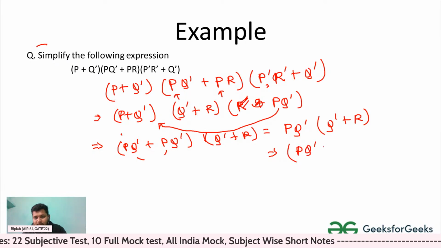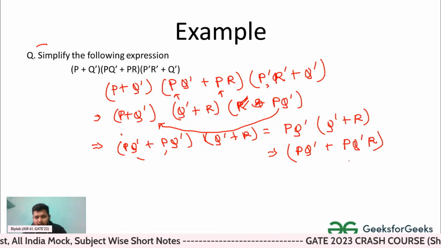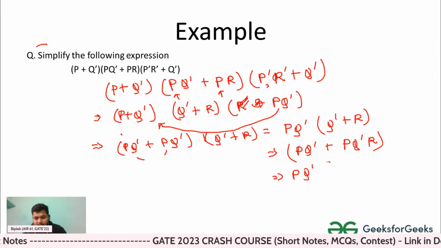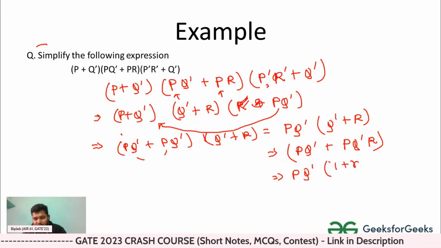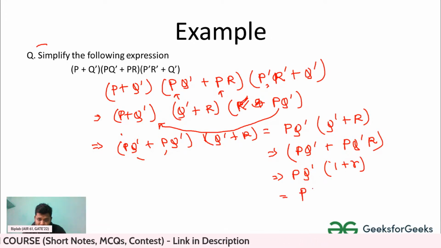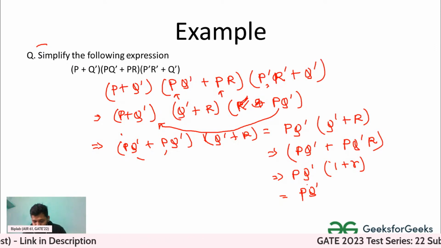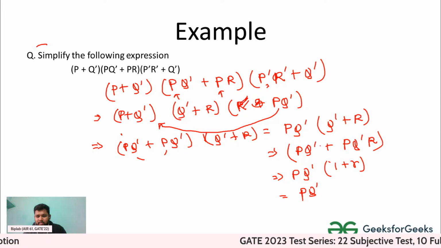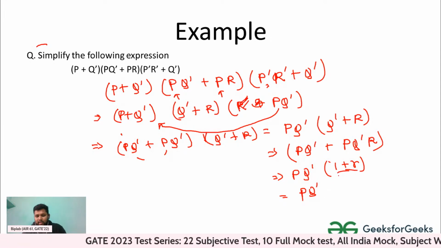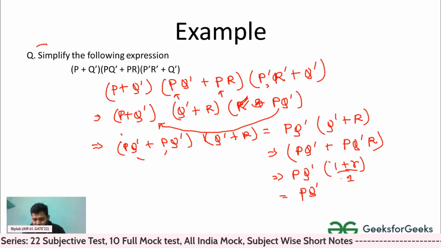PQ bar plus PQ bar R. If you again take common PQ bar, 1 plus R will be left. Okay, so you have PQ bar. There will not be any R, because 1 will be added with R and it will result in 1. Fine.